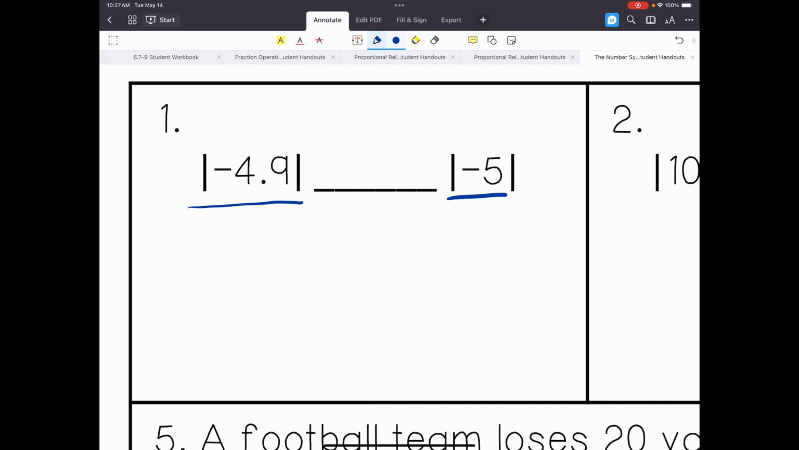negative 5 from 0. So negative 4.9 is 4.9 units from 0. Negative 5 is 5 units. So the distance is actually greater. Even though negative 5 is a smaller number on the number line, the distance from 0 is actually greater when we compare it to negative 4.9.